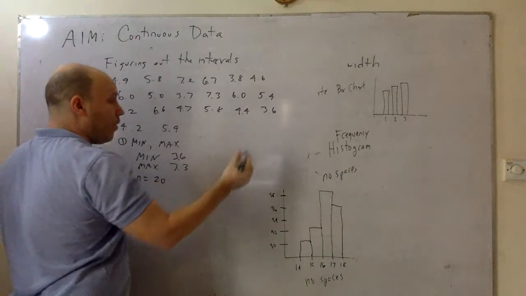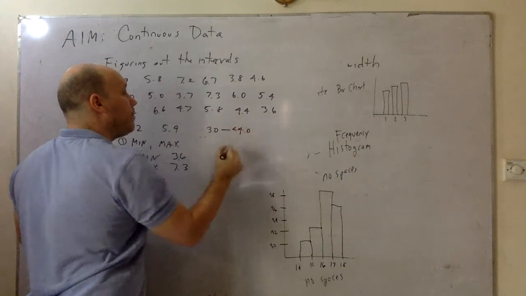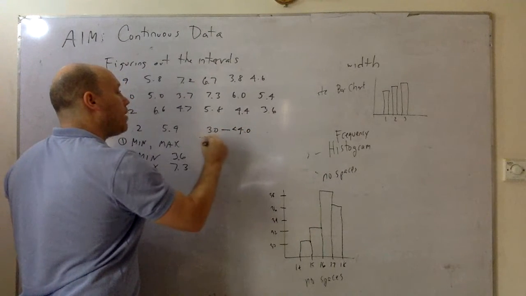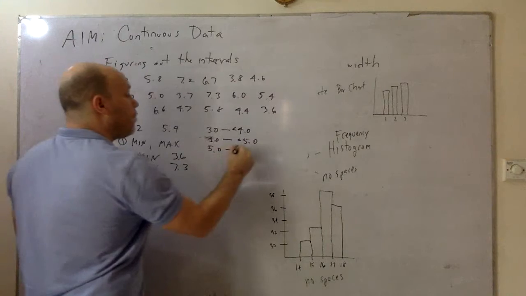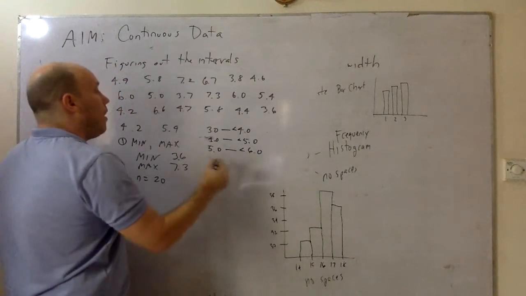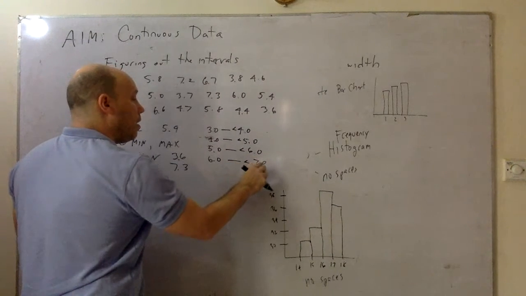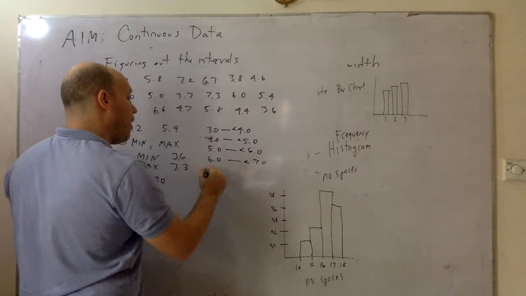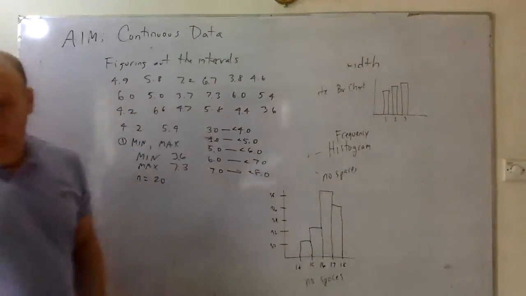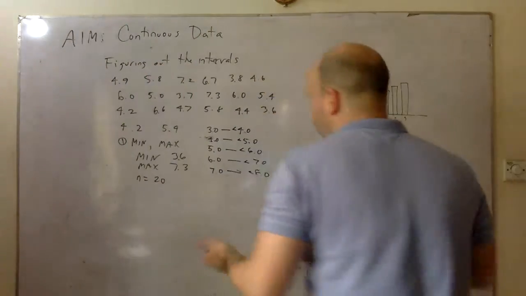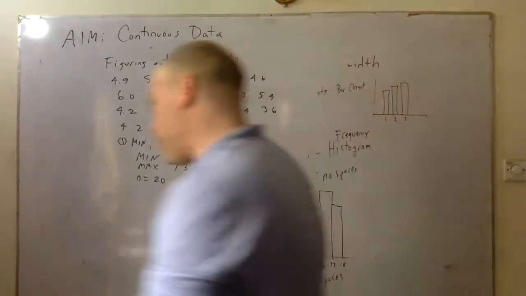So I'm going to make my intervals to organize this. Let's go from 3.0 up to, but not including, 4.0. 4.0 up to, but not including, 5.0. We're going to do 5.0 up to, but not including, 6.0. Then 6.0 up to, but not including, 7.0. And then last, we have 7.0 up to, but not including, 8.0. You can choose to break it up even further, but this is good enough.